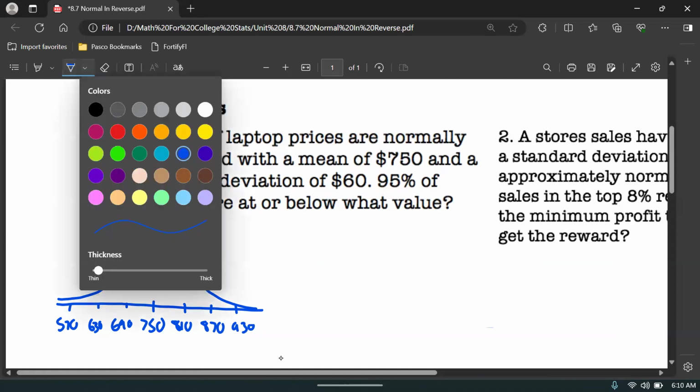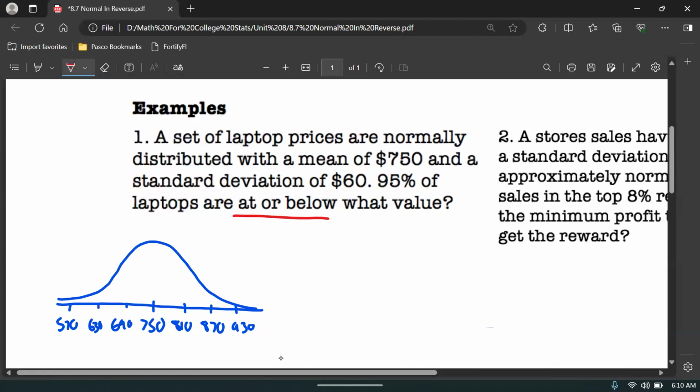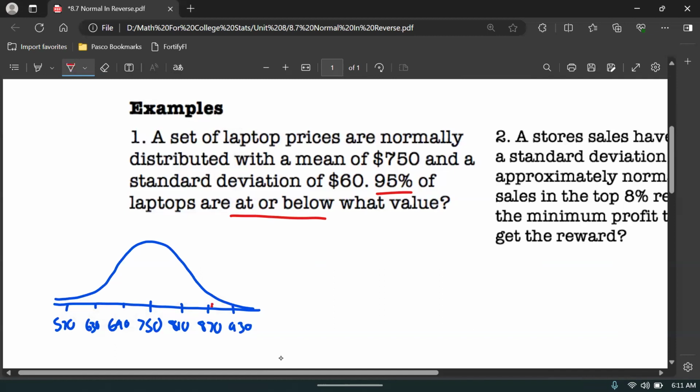So now here's the question, right? At or below the 95th percentile. So the 95th percentile, we don't know exactly where that is, right? But at or below the 95th percentile. So let's just assume, question mark, that's roughly where the 95th percentile is, right? I don't know. I'm just guessing. But at or below is to the left of this, right? All this area down here. All right.